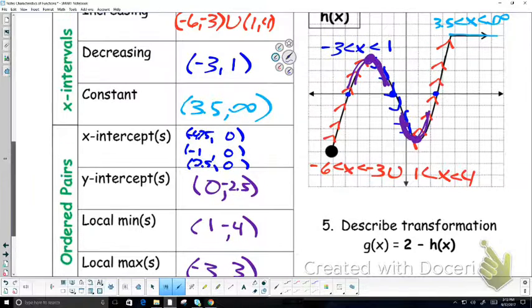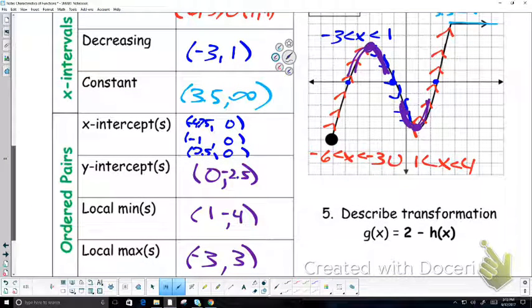Do you see any other local min or maxes? Would this be one? Why? It was increasing, but then did it start decreasing? No. So unless it goes from increasing to decreasing, or vice versa, it's not gonna be. Any questions about any of that? You all good?